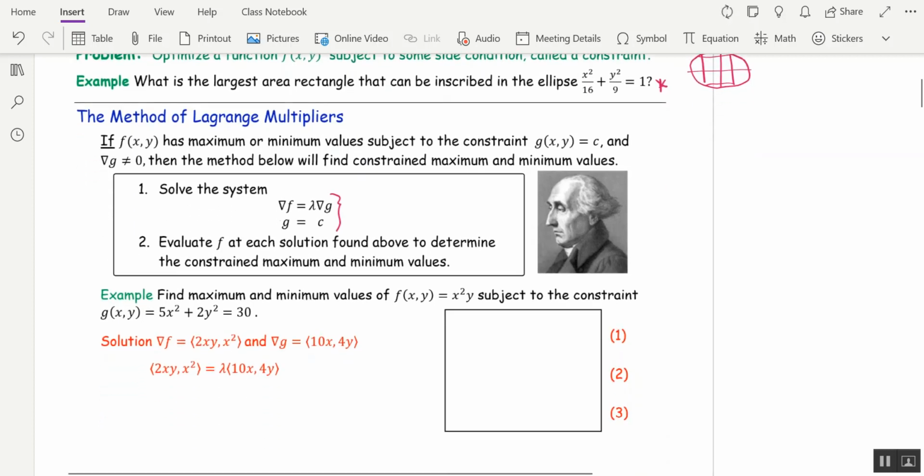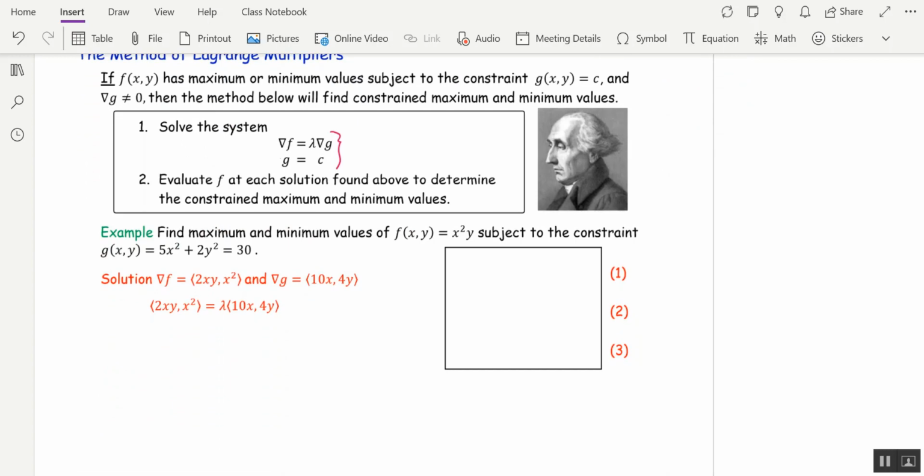So let's do an example. Find the maximum and minimum of F subject to the constraint G. Now there's two equals in G, and that's normal. So I'm naming G, but it's also equal to a constant, 30. So that's okay that there's two equals there.